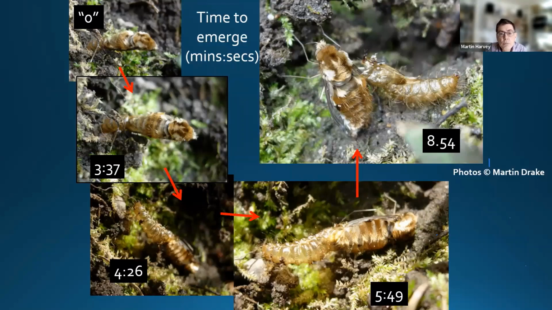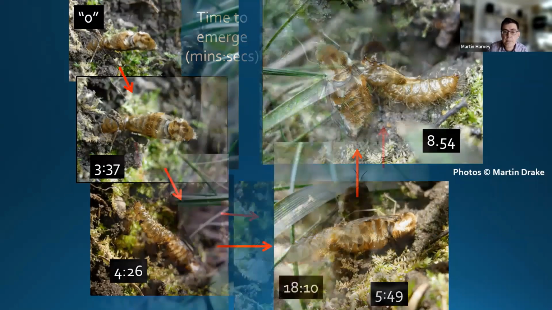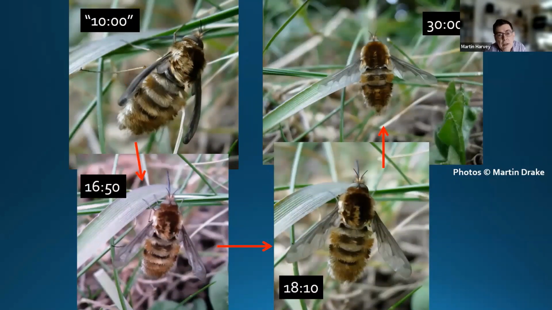And it takes it quite a while to go through this process. So Martin timed it at getting on for 10 minutes to initially emerge from the pupal case. And he carried on watching this particular emerged fly. And after 10 minutes, it's escaped from the pupal case, but it's still got quite a long way to go to actually fully expand its wings.